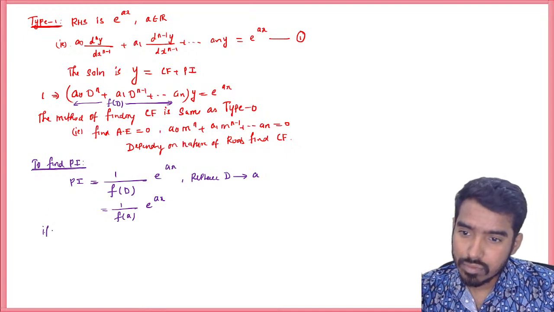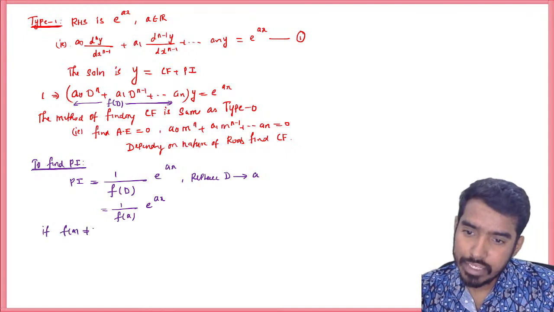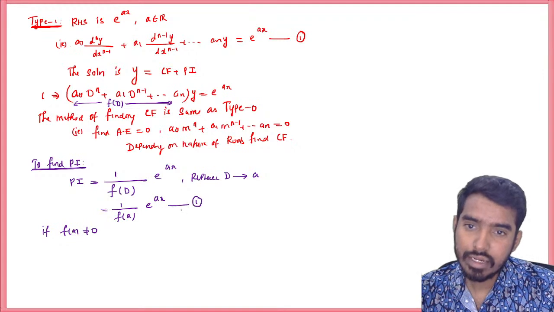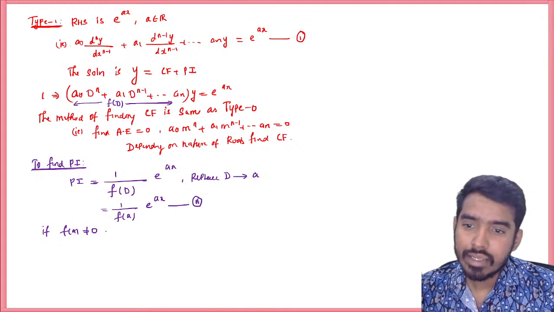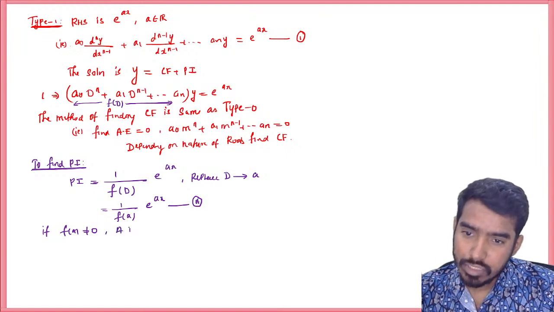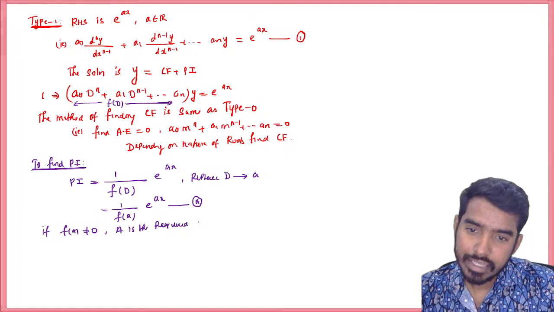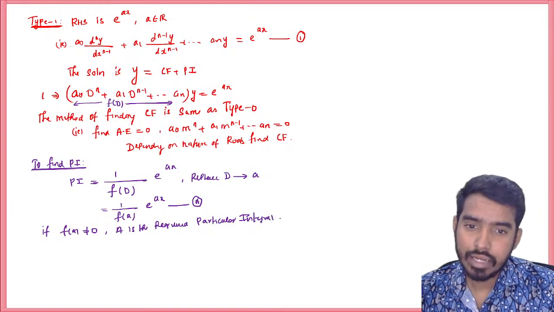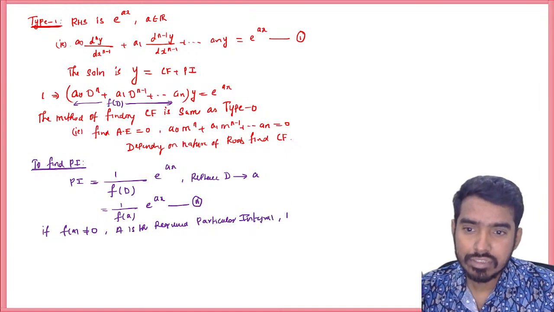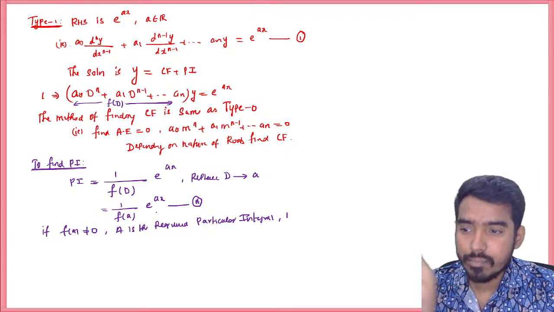If f of a is not equal to 0, let us call this as capital A, right? If f of a is not equal to 0, then A is the required particular integral. This is the procedure for type 1, right? If f of a is not equal to 0, then this is the particular integral.